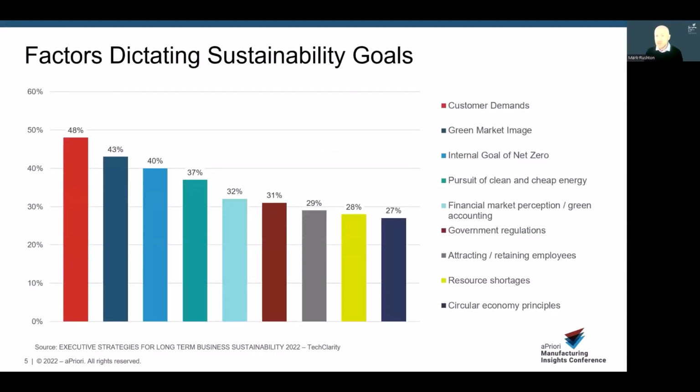And we're seeing results of these pressures transferring into long-term business goals. These are results from a 2022 survey showing what is driving sustainability efforts. And you can see consumer demand is very high on the list, as is the internal goal of reaching net zero.